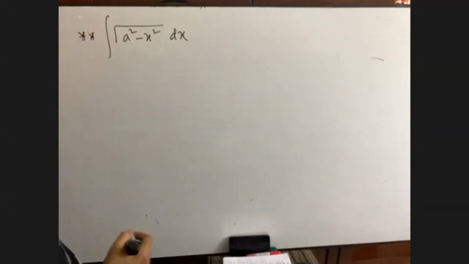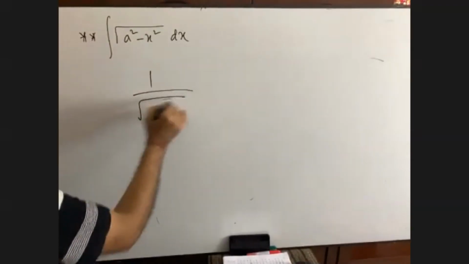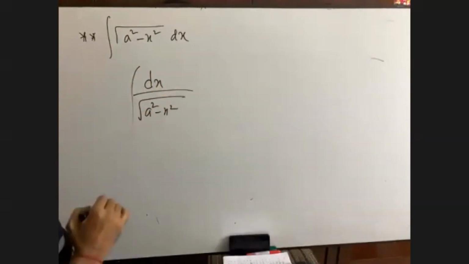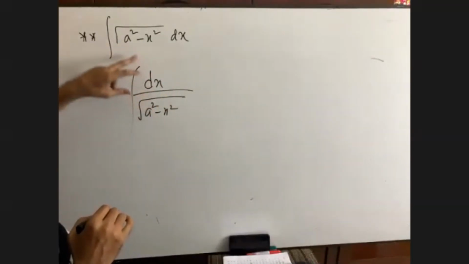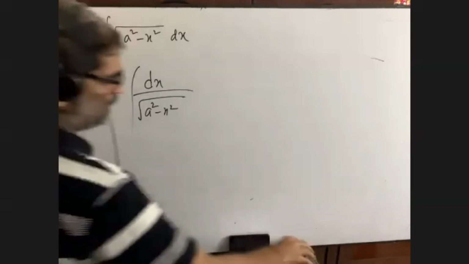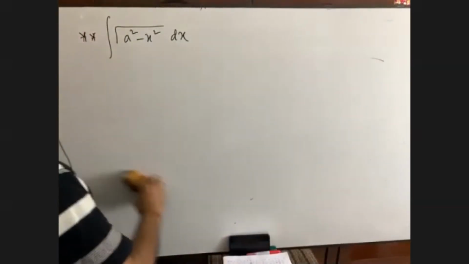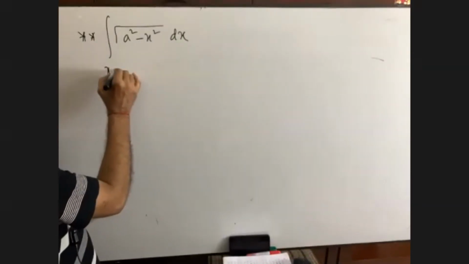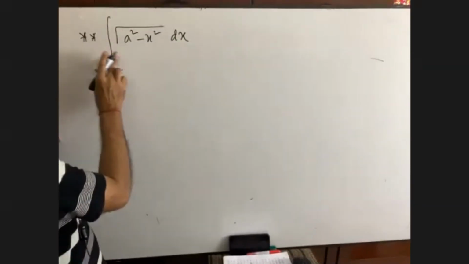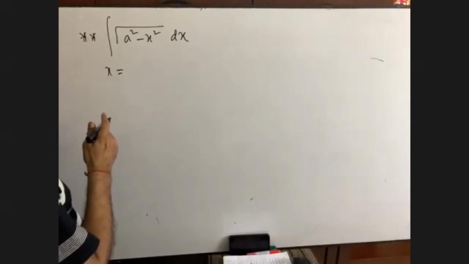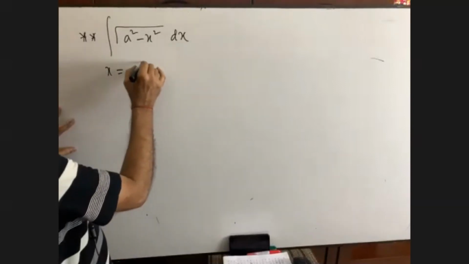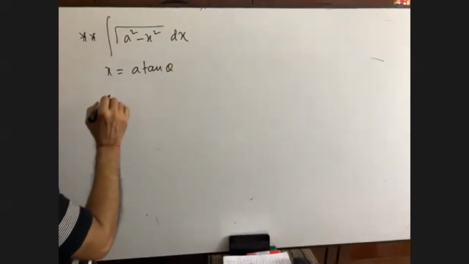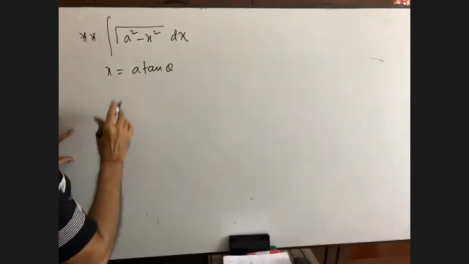You see, you got too many on this integral of root over a square minus x square dx. Can you remember? But it is this. There is a difference. Very good. To do this math, you write down, let x equals to what? A tan theta, is it?